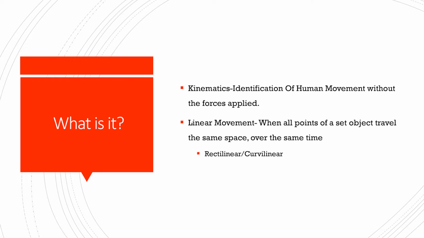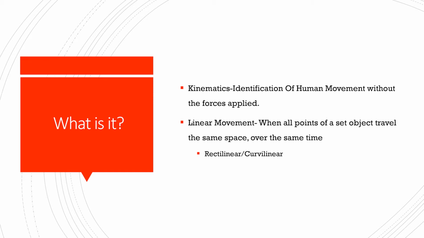And so we're going to look at both the words linear and kinematics here. Kinematics is the identification of human movement without forces applied. And linear movement is when all points of a set object travel the same distance over the same amount of time. And this could happen in two ways: there's rectilinear and curvilinear.